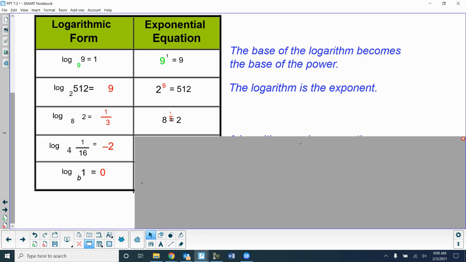All right. What's the base? 4. Yeah. What's the exponent? Remember, the log equals the exponent. So what's the exponent?